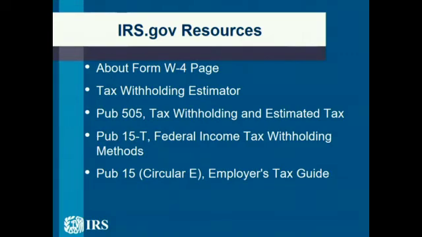I'd also like to point you to some key resources available on irs.gov. You can find them by searching on the few words you see or on the publication number. The About Form W-4 page has the FAQs that were posted this summer and links to some of the other resources. The Tax Withholding Estimator is a great interactive tool to make sure that you have the right amount of tax withheld from your paycheck. And publications 505, 15-T, and 15 are all excellent resources you can tap into for answers to many of your questions. I'm sure there are lots of questions, so let's go to that slide.